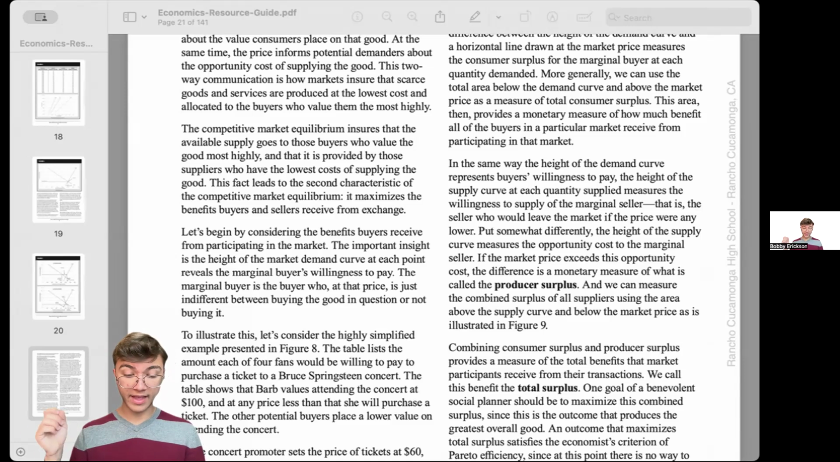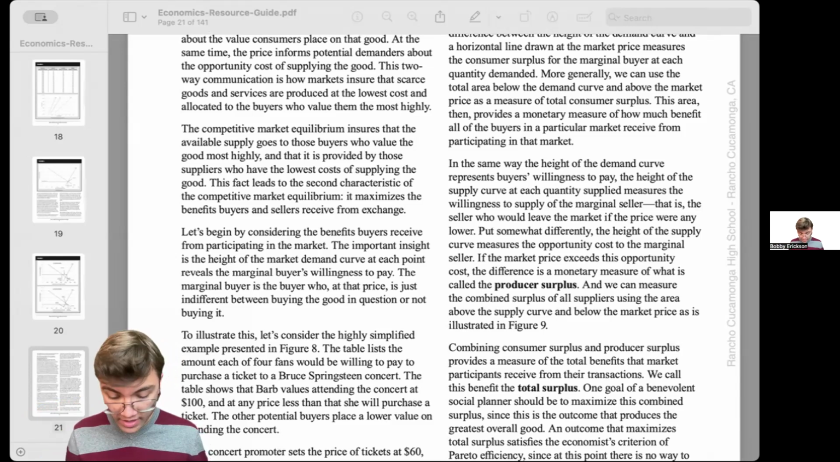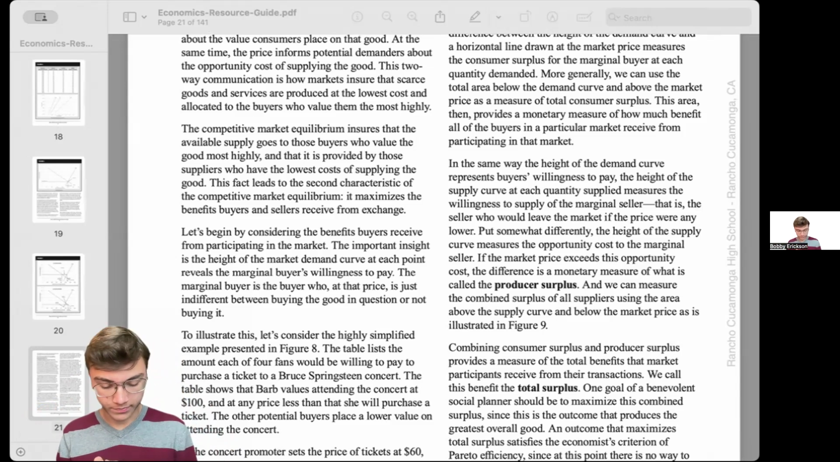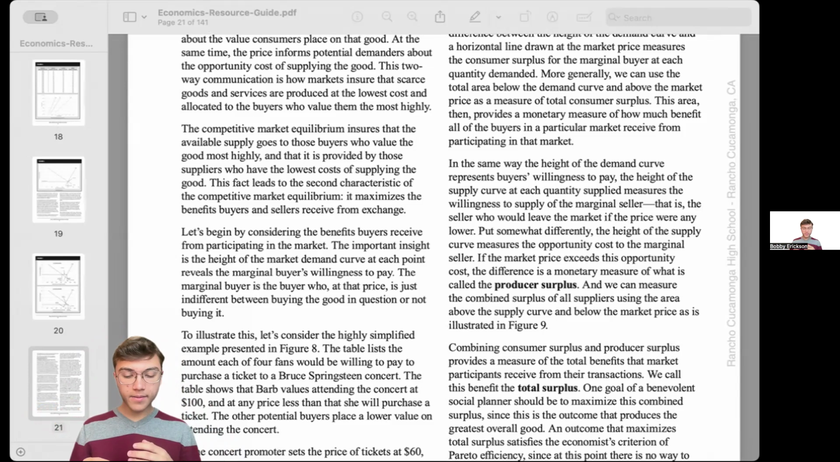Therefore, it has the characteristic of maximizing the benefits of buyers and sellers receiving from the exchange. So, let's go over that again because this is very important. The available supply is going to go to all of the buyers who are most willing to buy it.